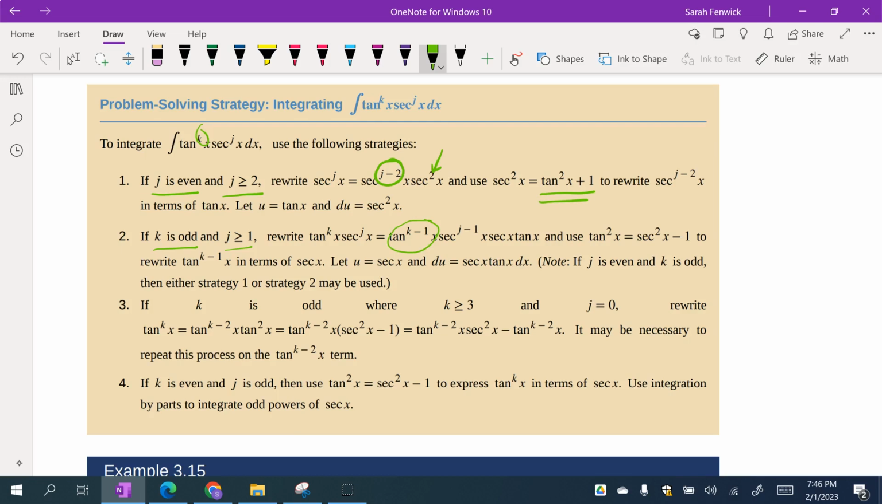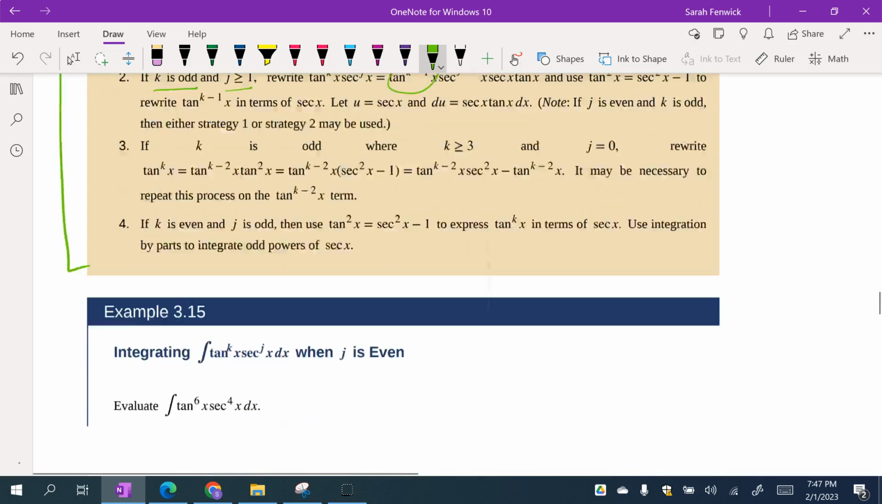So basically what you're doing is you're figuring out whether to write your problem in terms of secant or in terms of tan. If you're going to write it in terms of secant, then your du is going to need to be secant x tan x dx. If you're writing it in terms of tan, then your du is going to be secant squared x dx. Okay, so keep in mind you have these strategies here.